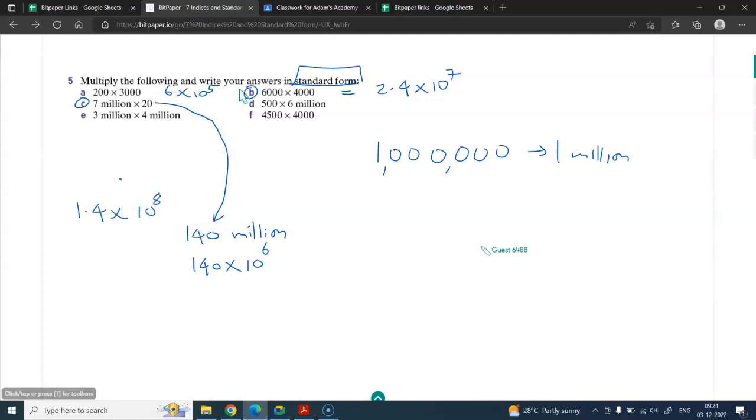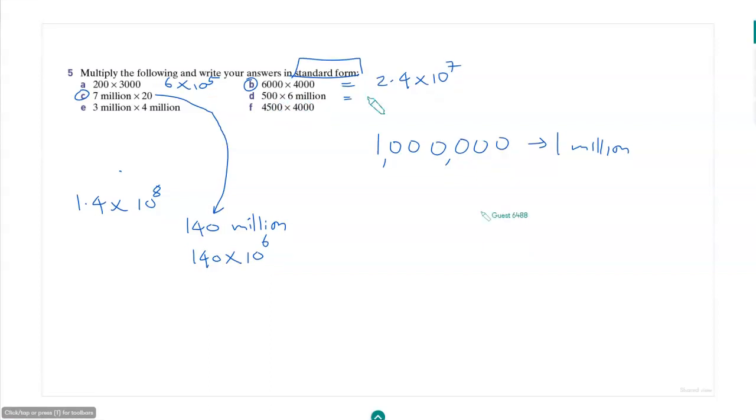Then 500 times 6 million. 3 times 10 to the power of 9. Very good. So 500 into 6 million will be 3000 million, right? Yes. 3000 million means 3 into 10 raised to 3 into 10 raised to 6, right? Yes. That's 3 into 10 raised to 9. Okay, good. How about this, 3 million times 4 million?